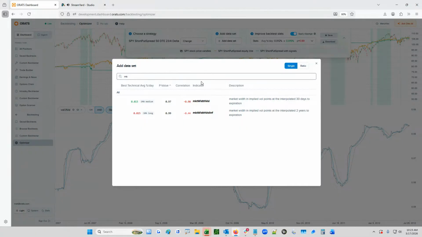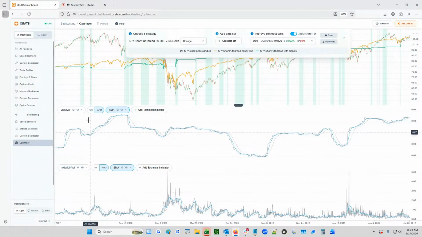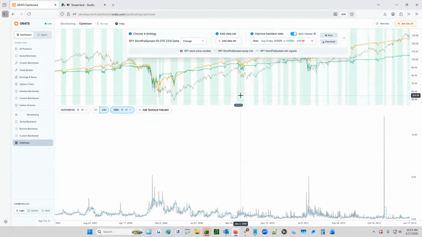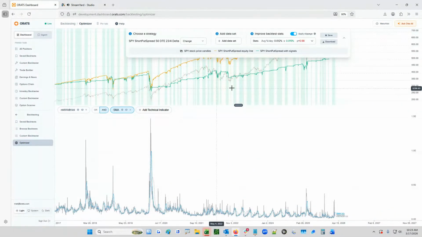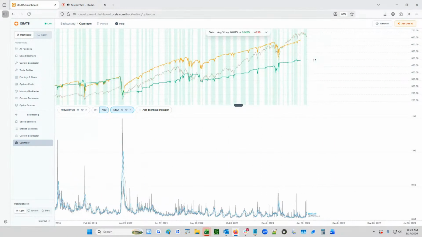So, market with vol. Oh, I need to take this off. All right, so now we have the market with vol. Let's go back and take a look at how it did. First of all, let's talk about what market width and vol is. It shows how wide the market is. Okay.